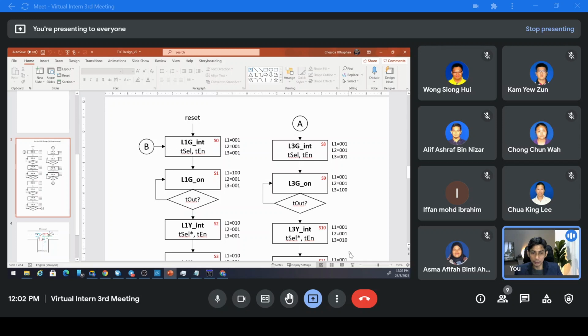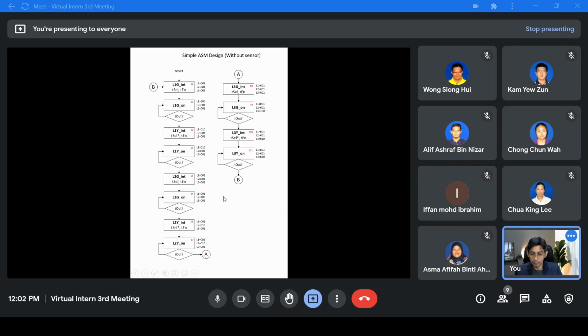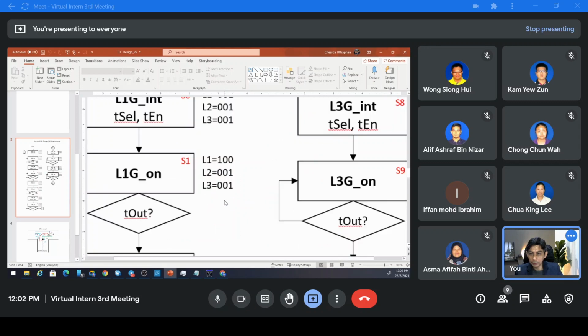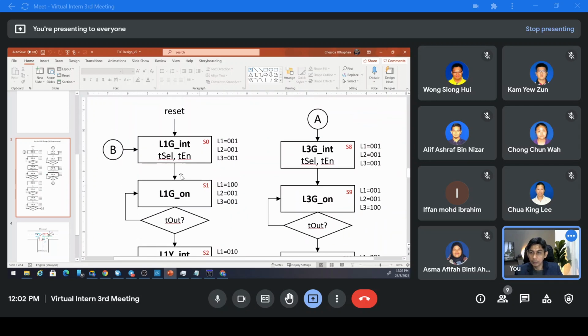So this is the first state. S0 means that when we reset, we will go to this state. So I name this state L1 green, L1G is green, initialization. And this initialization means that all the lights are red, L1, L2, L3 in red first, all right, in red. And this is only one clock cycle.